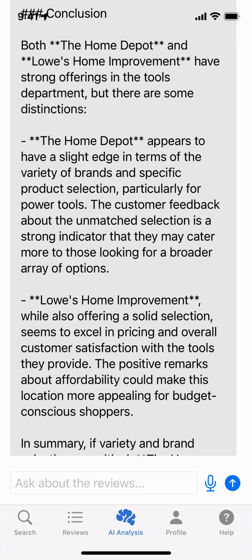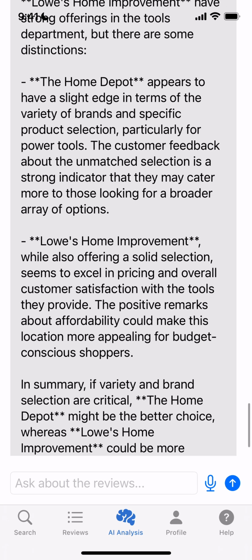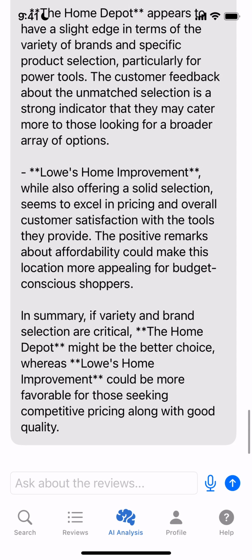Now, I think that just nailed both of those brands in one paragraph. So I'm impressed with that. In summary, if variety and brand selection are critical, the Home Depot might be the better choice, whereas Lowe's Home Improvement could be more favorable for those seeking competitive pricing along with good quality.